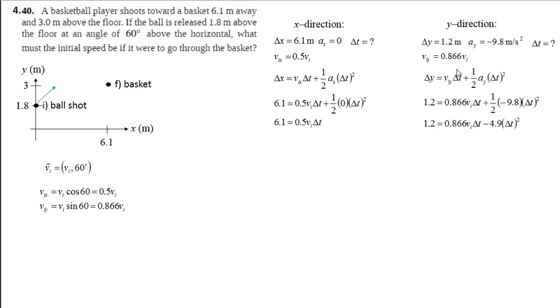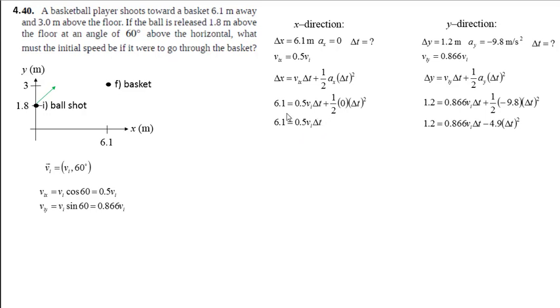So here's my equation that involves these 4 variables. Here I've plugged in all the values, and instead of v initial in the y direction, I plugged in 0.866 times v initial, that's the initial speed. Here I've just simplified. Okay, so now I have 2 equations with the same 2 unknown variables, so I should be confident that I can solve this.